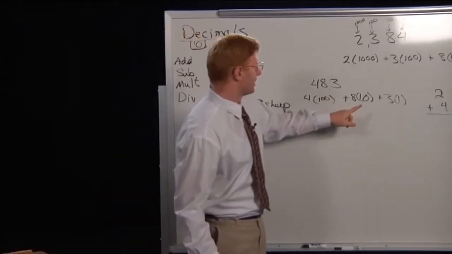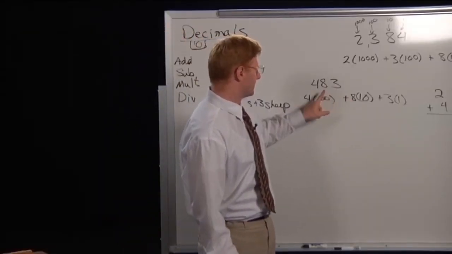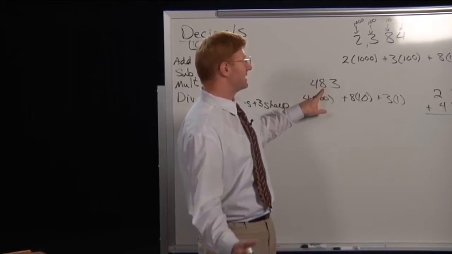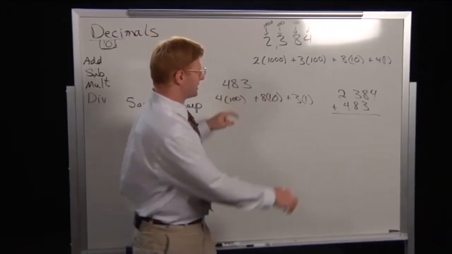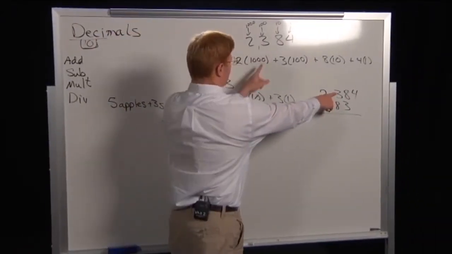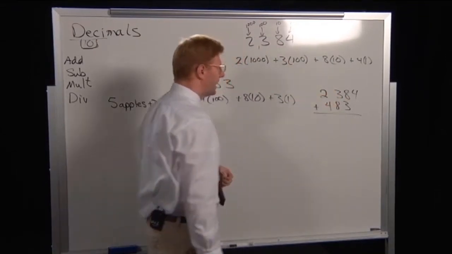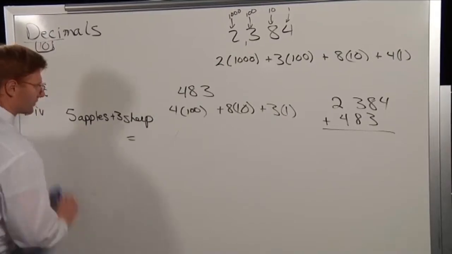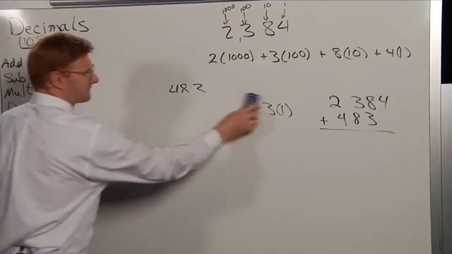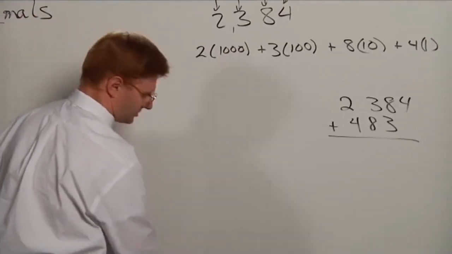So right over here, this 3 represents ones. This 8 represents how many tens you have. So when you take this 3 up here that represents how many hundreds, you're saying 3 hundreds plus 8 tens, and it doesn't work at all. That's the whole idea when you are adding decimals, that you have to line up the decimals.